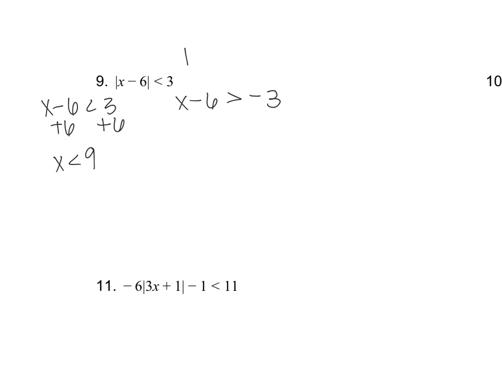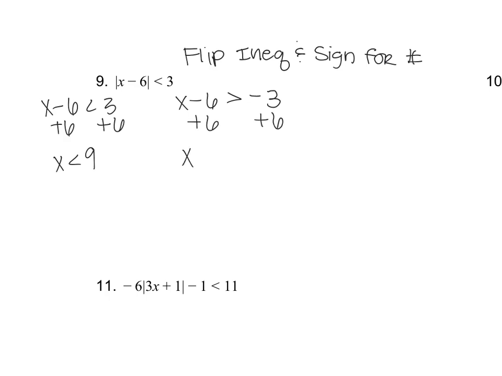So we want to flip the inequality and flip the sign of the number. I'm still going to add 6 to both sides, and we get x is greater than 3.